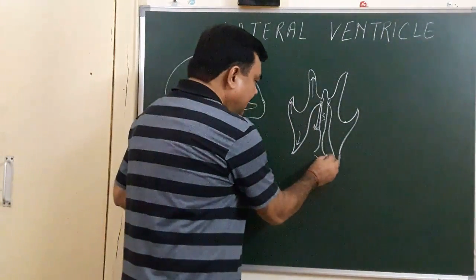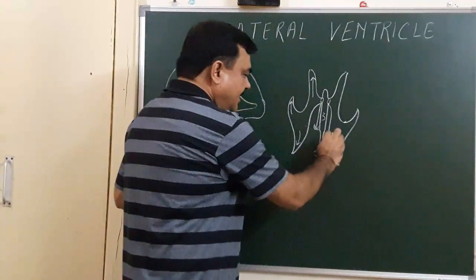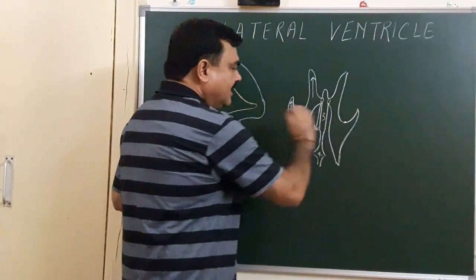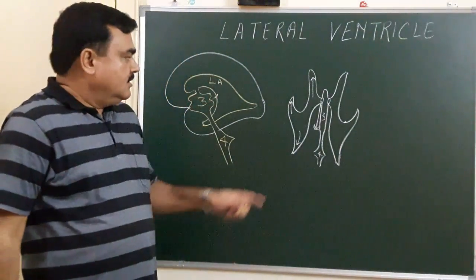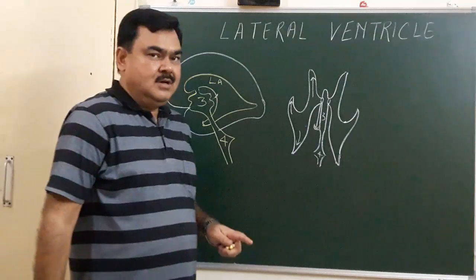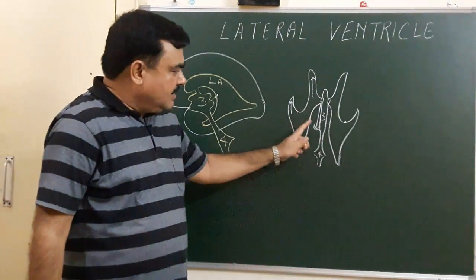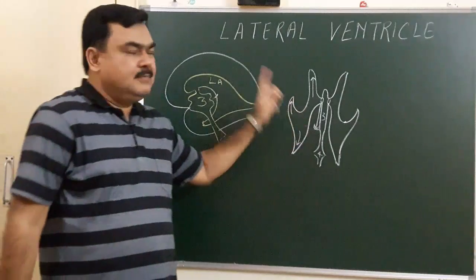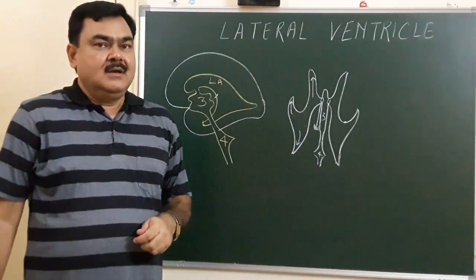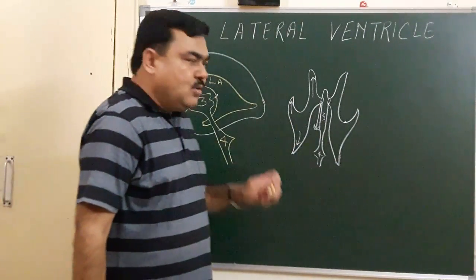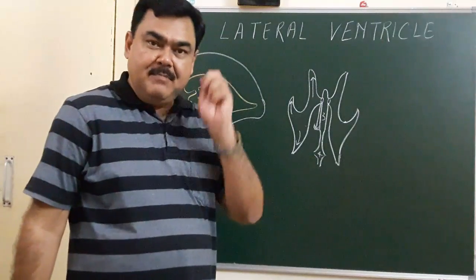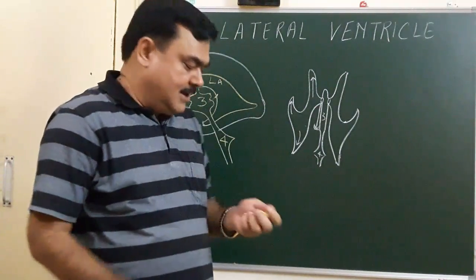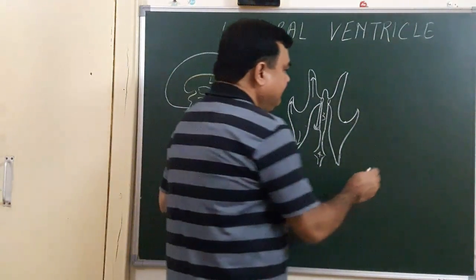This is the fourth ventricle. Here, from here to here, this is the cerebral aqueduct. So this is another view. Here only ventricles are present and other tissue is removed from this view. Now we'll make only the lateral ventricle in a separate diagram.